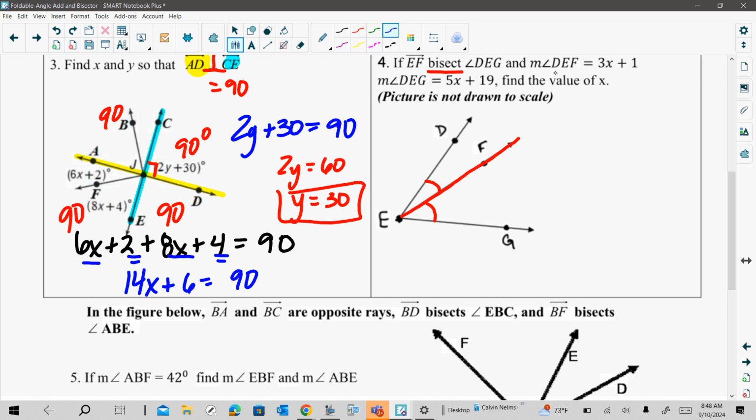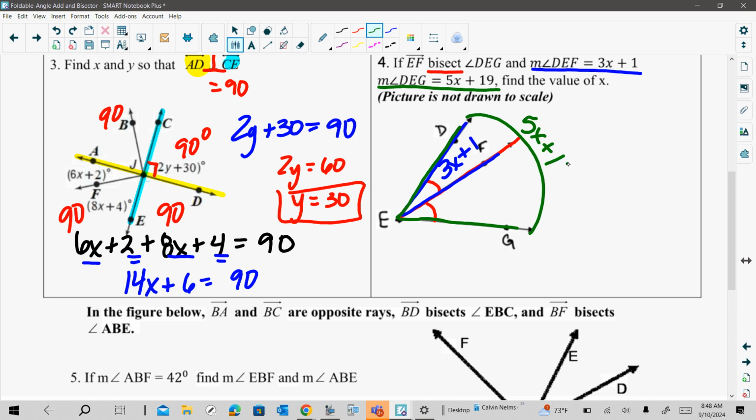Now, the measure of DEF, D to E to F, that is the 3x plus 1. I'm putting that in the interior. Then it says the measure of DEG. If I go from D to E to G, that is the whole angle. 5x plus 19.